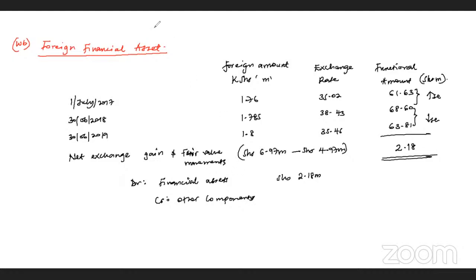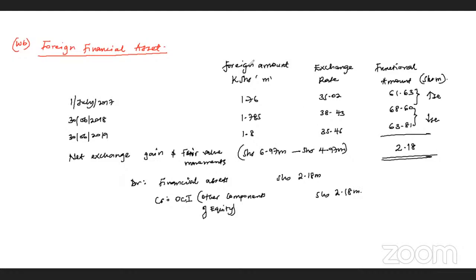Of course, it should be other comprehensive income, but because you don't have a statement of profit or loss and other comprehensive income, I'll credit other components of equity. This should be taken to OCI, but in this case, we are going to take it to other components of equity, shillings 2.18 million.